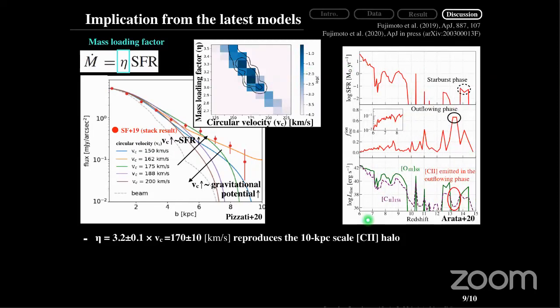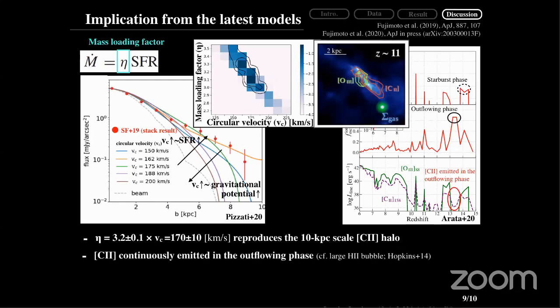And this C2 emission in the outflowing phase is also confirmed in hydrodynamic simulation, including radiative transfer. This figure shows the time evolution of star formation rate, escape fraction, and C2 and O3 line luminosity in the simulation. We can see that the O3 line matches very well with the star formation, while C2 is more continuously emitted relative to the O3 emission, even in the outflowing phase. We also see this kind of anisotropy between C2 and O3.